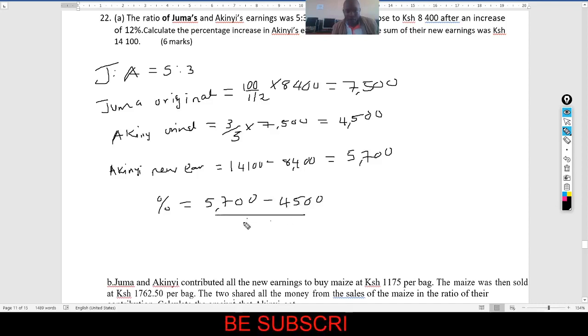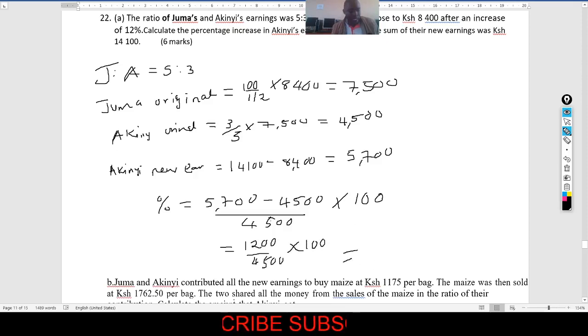All over the original earning, which was 4,500, then times 100. If you subtract that, you get 1,200 divided by 4,500, then times 100. This gives you 26.66666 recurring. When it recurs, ensure you write it in fraction form, which is 26 and 2/3%.